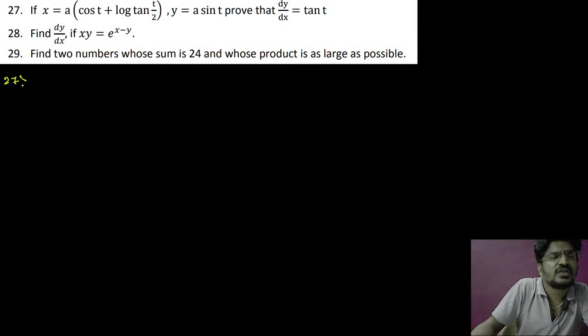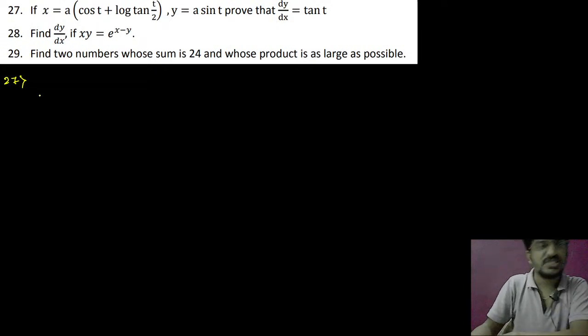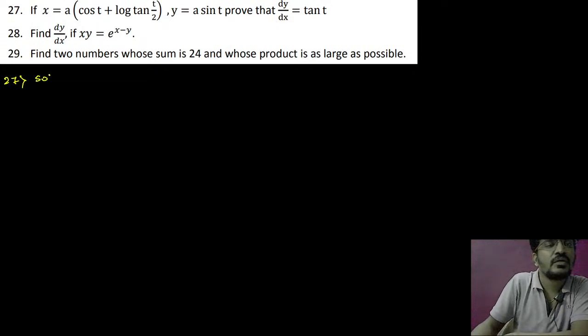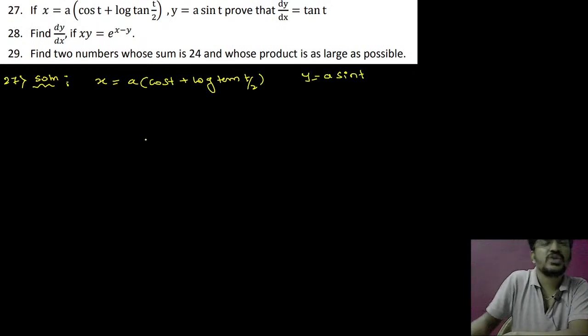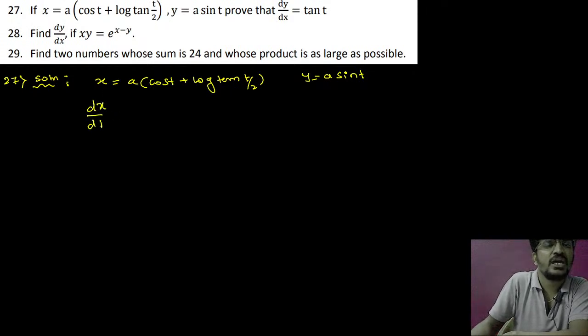You can just see question number 27. x is equal to a into cos t plus log of tan t by 2. y is equal to a sin t. Clear? So now from this I will calculate dx by dt.